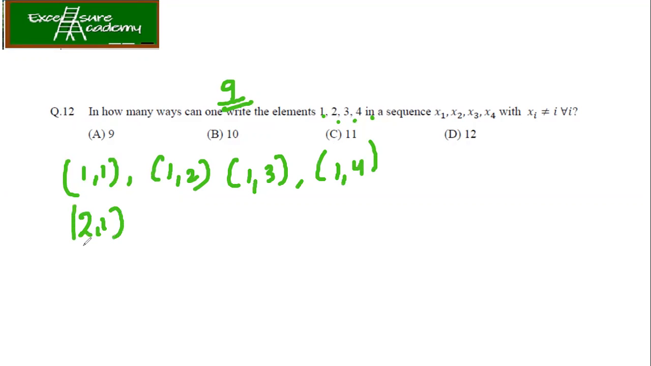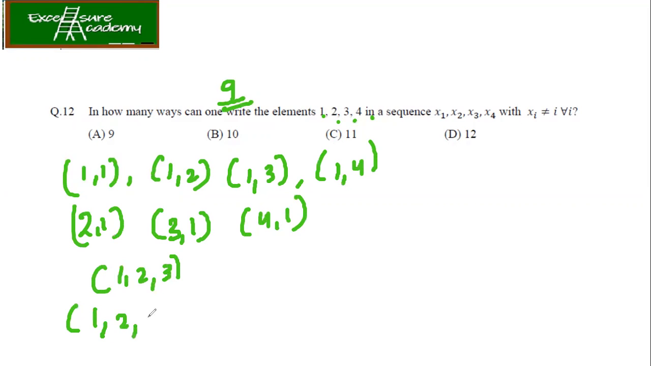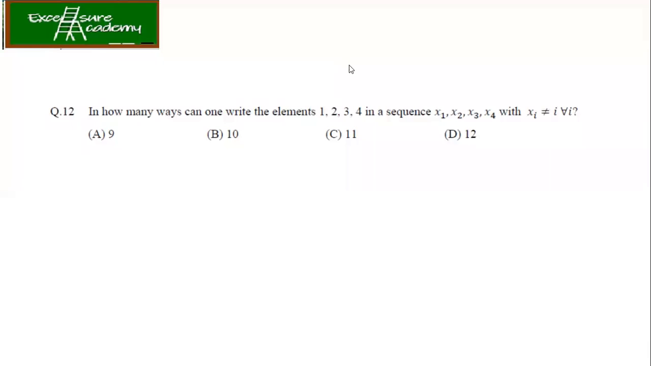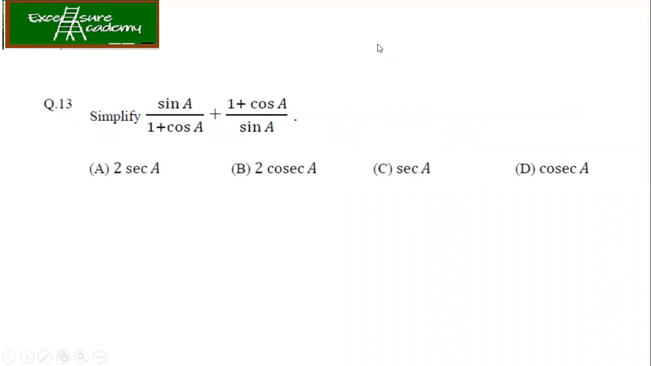Listing the arrangements, we get 2, 1, 3, 1, and 4, 1. Now we have 1, 2, and 3. Last 1, 2, 3, and 4. How many in total? In total we are getting 9. So the answer is option A again. I hope this is clear. Let's move on to the next question.